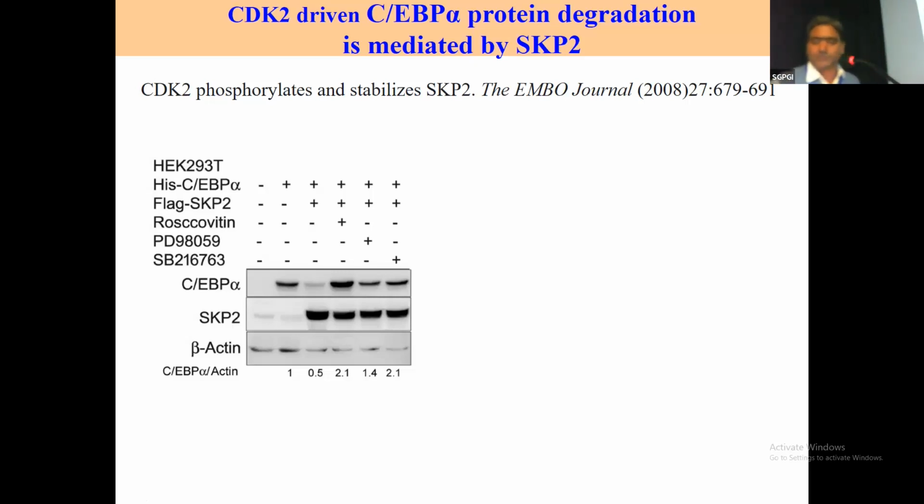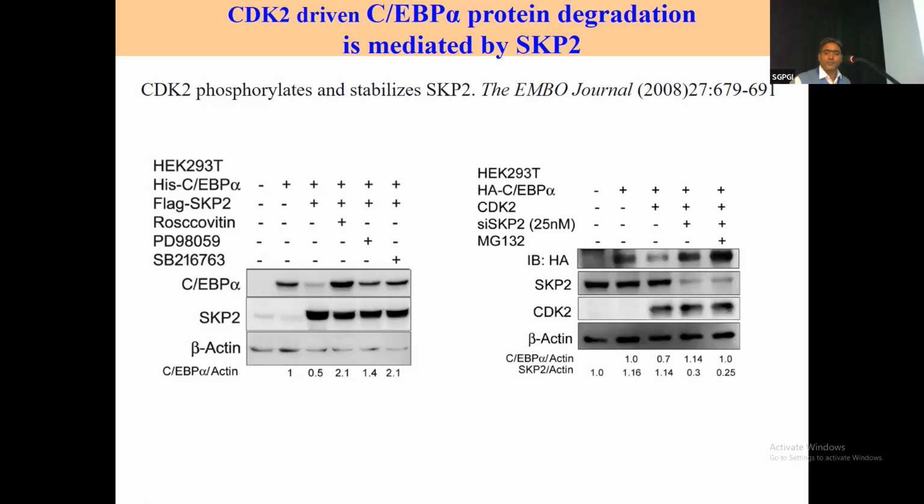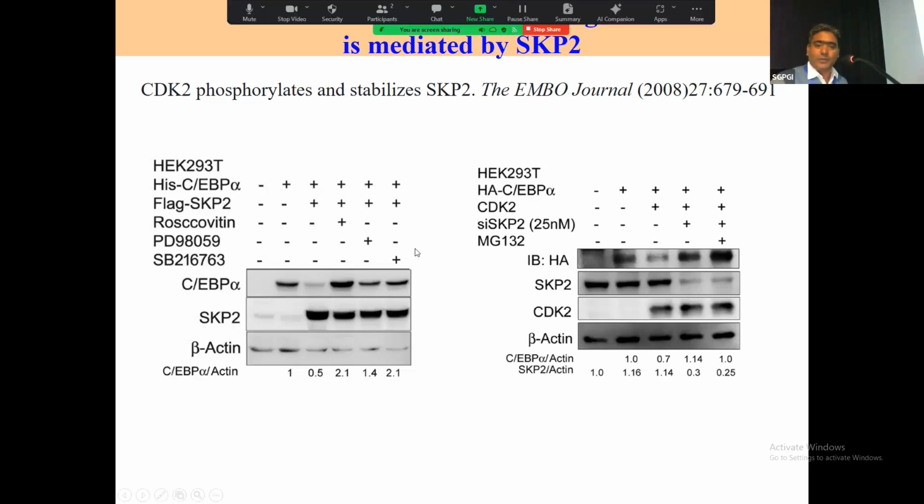To further confirm, because this was pharmacological inhibition, here we depleted SKP2. CBP alpha together with CDK2 showed downregulation of CBP alpha, and in this condition, when we depleted SKP2, CBP alpha was not downregulated, indicating that CDK2 indeed seems to be regulating CBP alpha via SKP2.